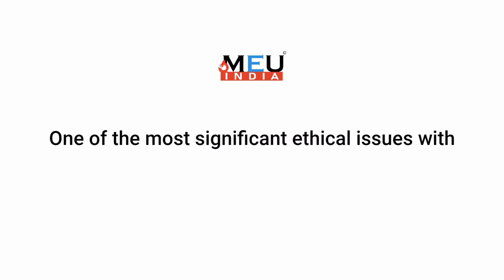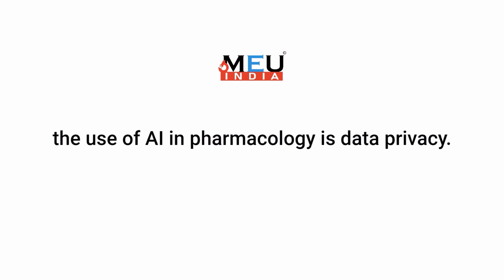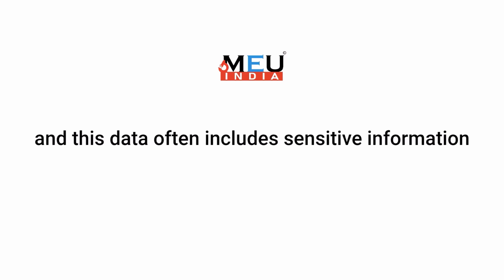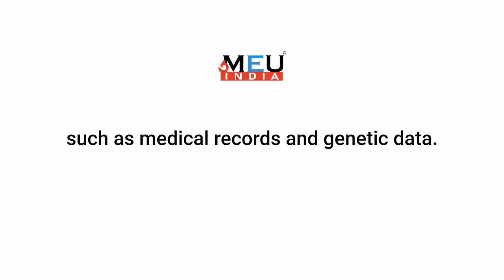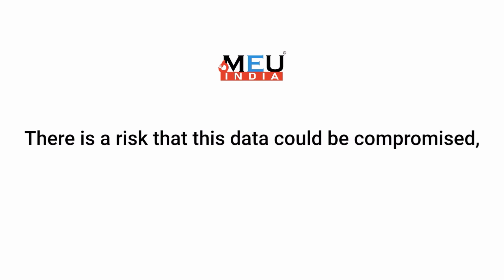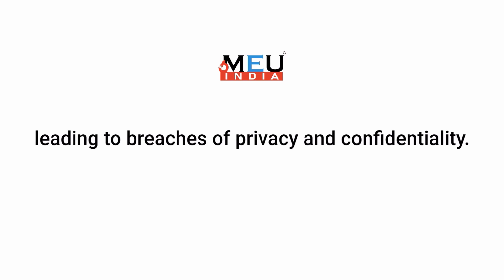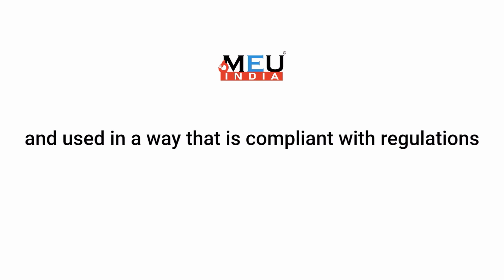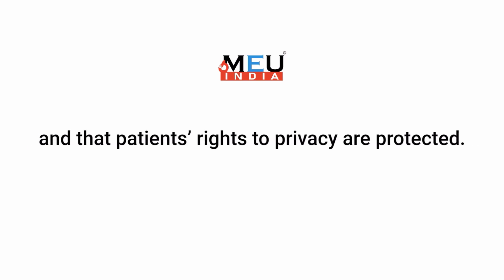Data privacy. One of the most significant ethical issues with the use of AI in pharmacology is data privacy. AI algorithms require large amounts of data to train, and this data often includes sensitive information such as medical records and genetic data. There is a risk that this data could be compromised, leading to breaches of privacy and confidentiality. It is essential to ensure that data is collected, stored, and used in a way that is compliant with regulations and that patients' rights to privacy are protected.